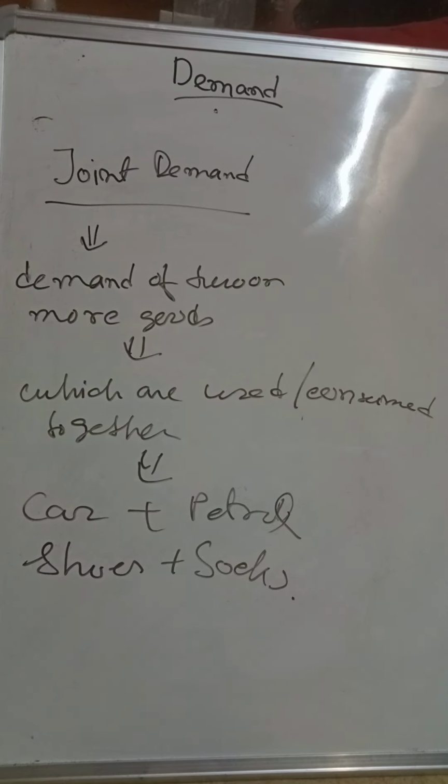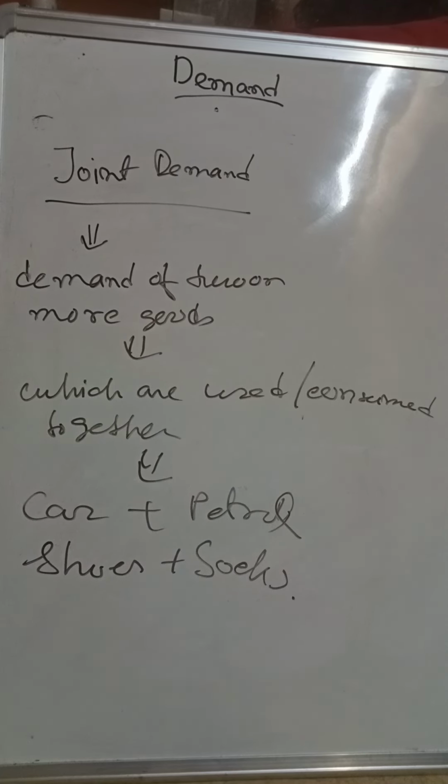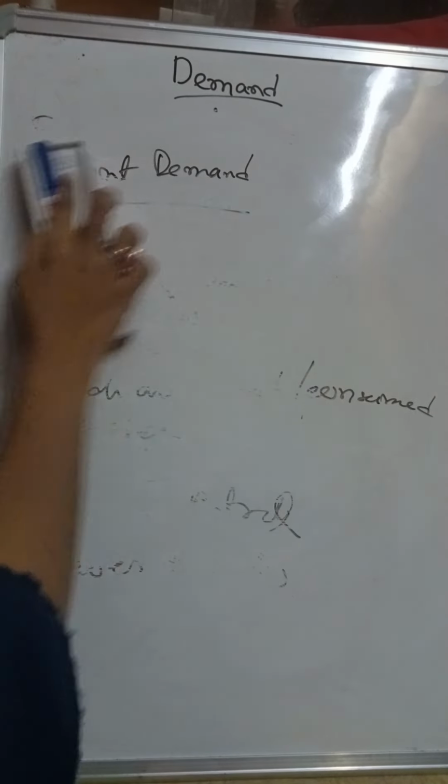Now next is the derived demand. The demand for a commodity that arises because of demand for some other commodity is called derived demand. For instance, demand for steel, brick, cement, stone, wood, etc. is derived demand. You can also take the example of pencil, pen and paper.